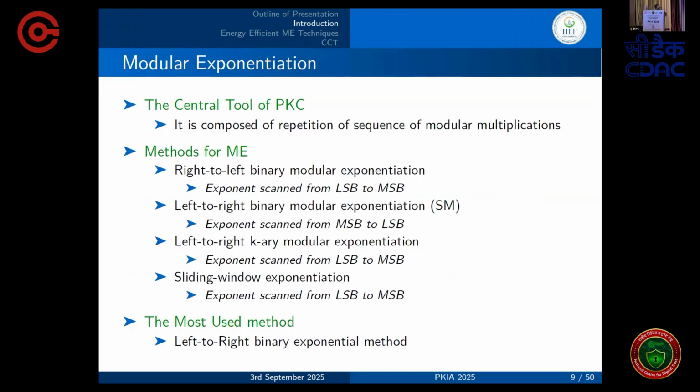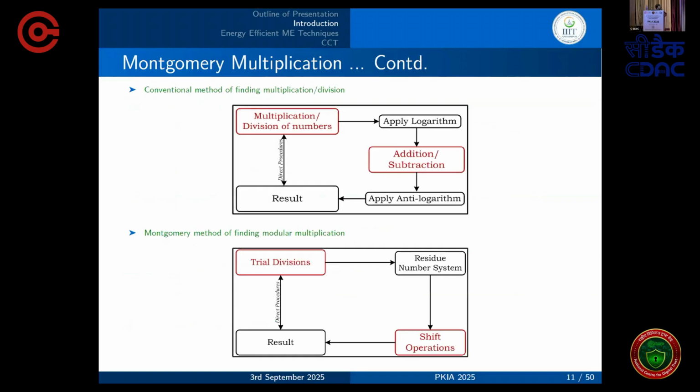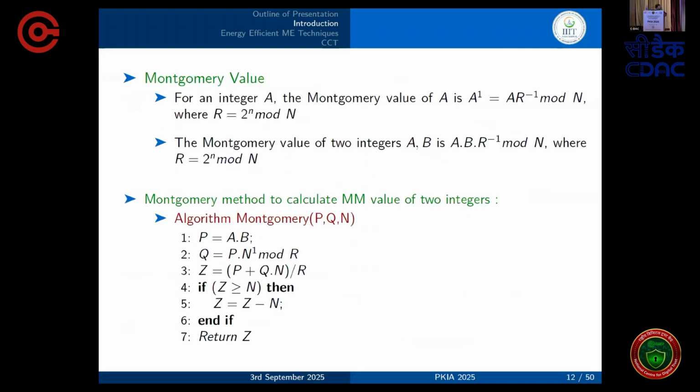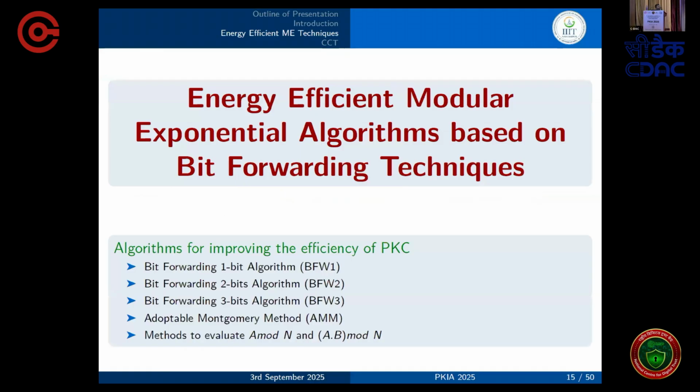These are the currently available techniques for evaluating modular exponentiation. Four techniques are available, and almost all of them are vulnerable to side channel attacks due to AI tools. Now we have introduced certain bit forwarding techniques: bit forwarding 1 bit, bit forwarding 2 bits, bit forwarding 3 bits, and adaptable Montgomery multiplication.